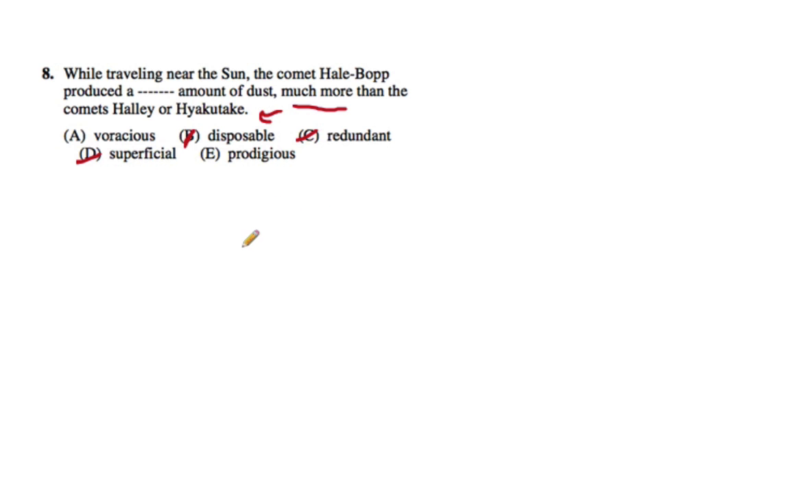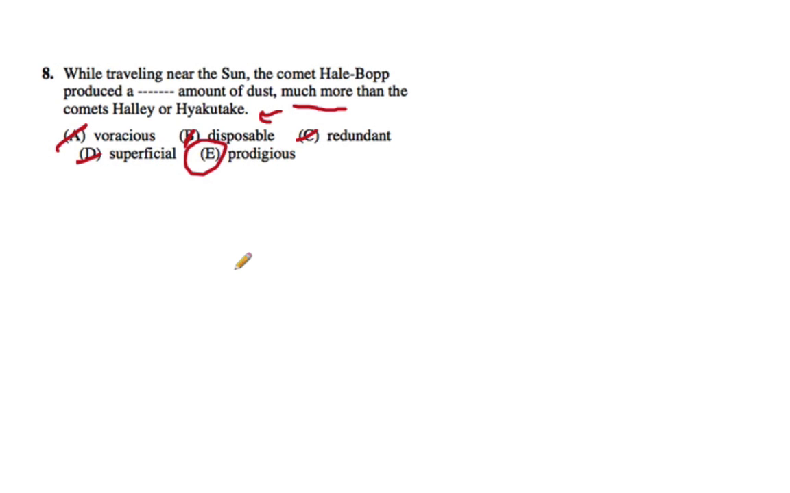Now, both of the remaining answers here, they both have to do with large amounts. But voracious means eating a large amount or having a very great appetite. And that's not it. In prodigious, one of the meanings of prodigious is a very large amount. So that's the answer.